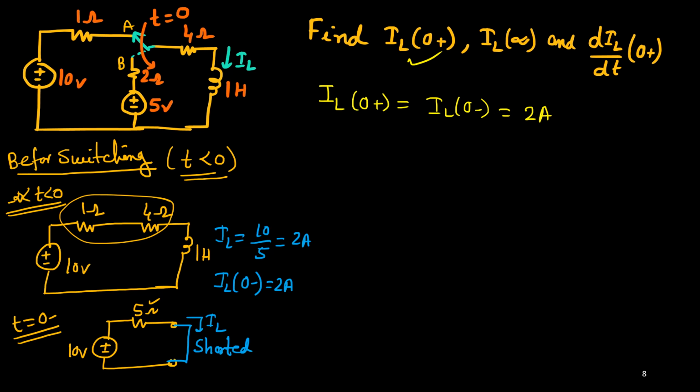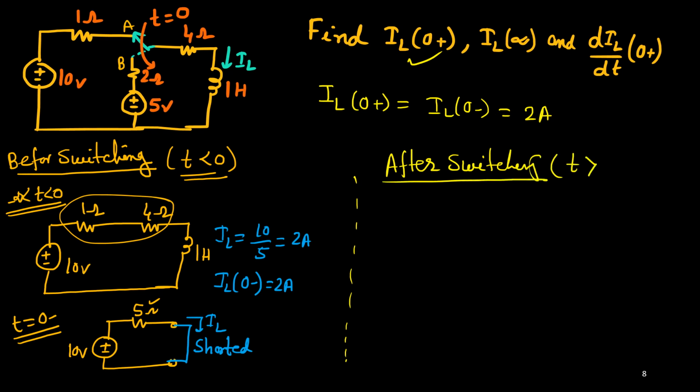Now we'll consider after switching. I'll consider after switching, which means the range where we consider t more than 0. So can I draw the circuit? In this time, we'll not consider this part. We'll consider only this one, 5 volt, 2 ohm, then connected to 4 ohm, and then 1 Henry is connected. This closed path. Okay.